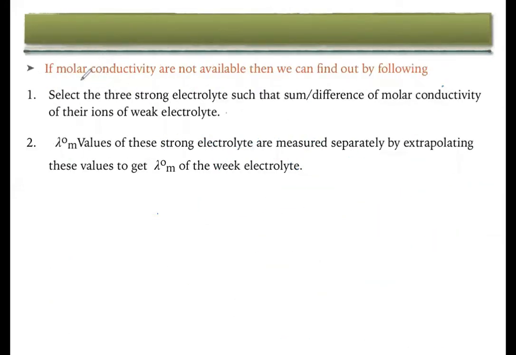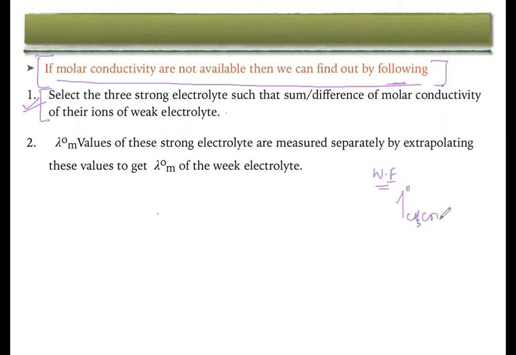So let us now try to learn the extrapolation of Kohlrausch's law. This concept many exams don't ask, but from the JEE Advanced point of view it is important. If molar conductivity values are not available, then we can find them out by the following method. As we have discussed, for a weak electrolyte it is very difficult to find out the lambda naught value, right?